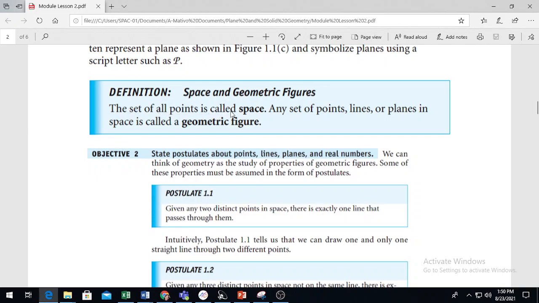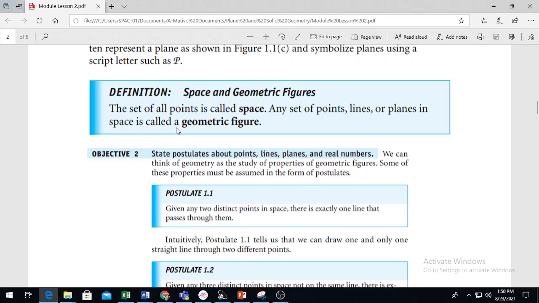So that is a technical term to represent the set of all points in mathematics. Space, particularly in geometry. Any set of points, lines, or planes in space is called a geometric figure. So a set of points, lines, or planes in space is called a geometric figure. Can you imagine your notebook?